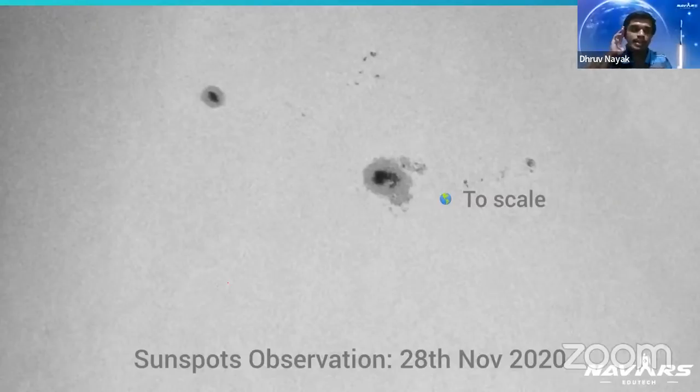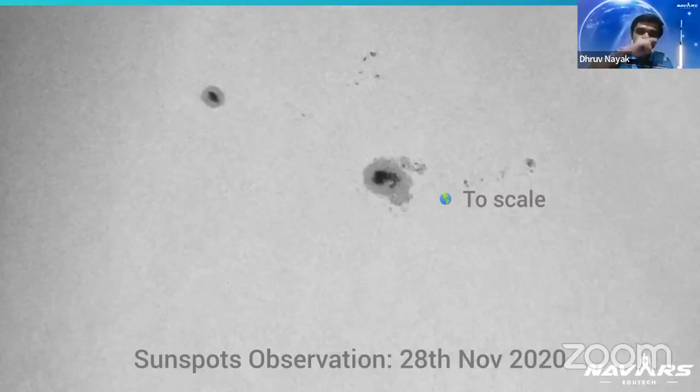He initially thought there might be something on the lens, so he tried to clean it. Then he even changed the telescopes. But the spots were still present. And he was like, okay, so that means there is something on the sun itself. And then he concluded, okay, the sun has spots.